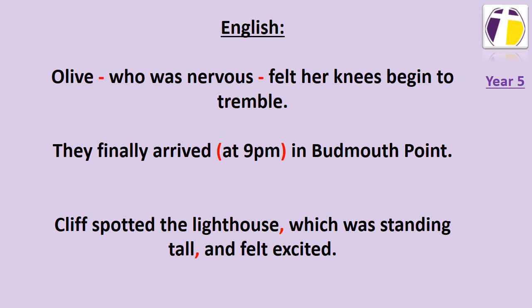My final sentence reads, Cliff spotted the lighthouse which was standing tall and felt excited. If I didn't have this embedded clause, it would say Cliff spotted the lighthouse and felt excited. This is a compound sentence because I have used and. However, I've tried to make it more exciting by adding more information about the lighthouse. Cliff spotted the lighthouse, comma, which was standing tall, comma, and felt excited. I've separated my embedded clause with 2 commas either side.